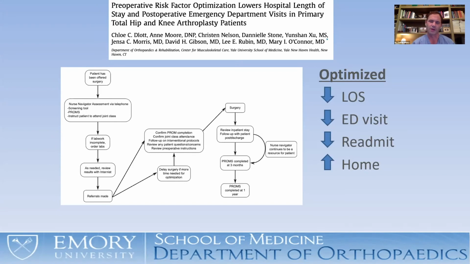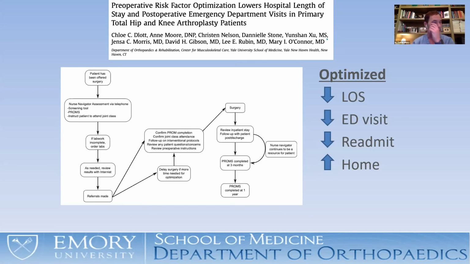The patient fills out screening questionnaires to identify those 16 modifiable risk factors that we looked at. Each of those risk factors has a pre-programmed intervention. When that intervention is successful and the endpoint of that intervention is obtained, then the patient moves into the ready to schedule surgery bucket. They go through surgery.